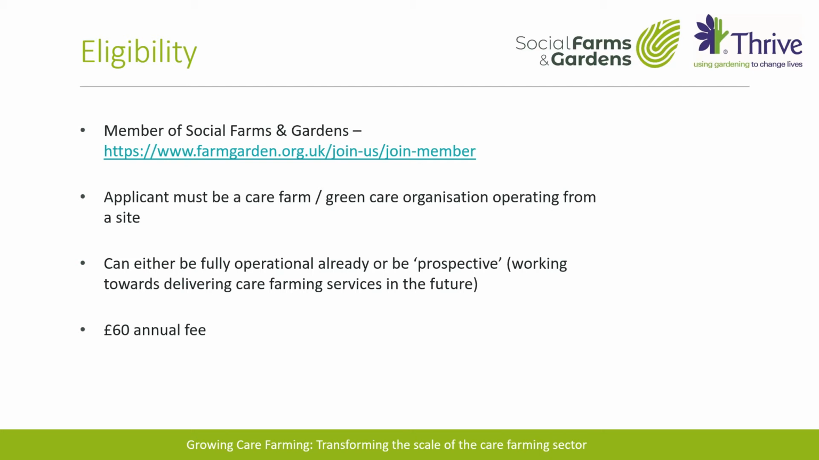The applicant must be a care farm or green care organisation operating from a site, not for mobile care services. The code can be for fully operational care farms or for prospective care farms. Although if you are a prospective care farm, you can start working on the code at any stage of your planning and setup, but it's best to submit an application just before you're actually operating in case things change. There is an annual £60 fee which can be payable through PayPal or through bank transfer.